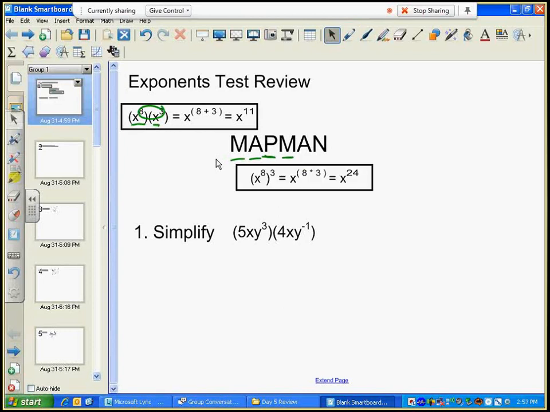Here's an example of that. This is called a power to a power, and I multiply, and I get x to the 24th. Okay. Just a little reminder.